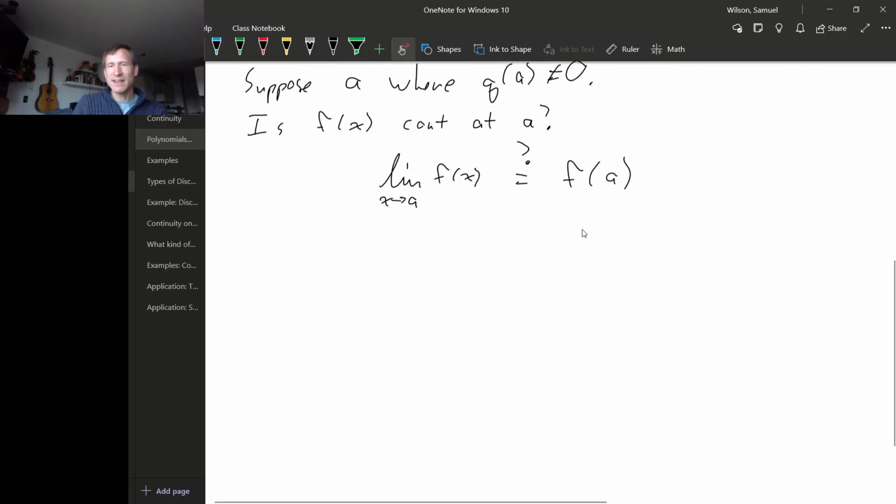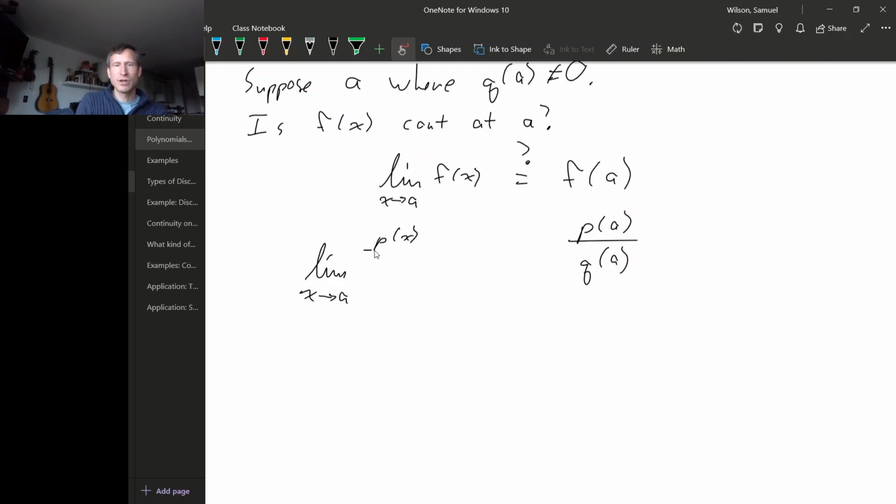Well, f of a, that's just p of a over q of a. And this makes sense because we know ahead of time that q of a isn't 0, so we are not dividing by 0 here. So now let's work on the left-hand side of this. Let's work on the limit. Well, this is the limit as x goes to a of, well, f of x is just p of x over q of x.